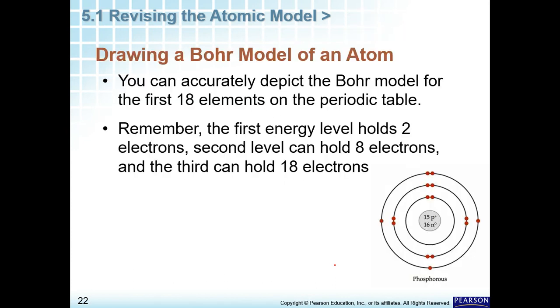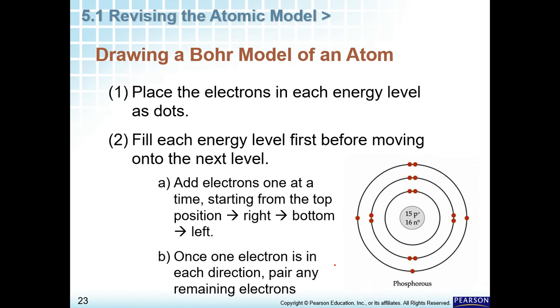So in today's homework, we're going to learn how to draw a Bohr model of an atom. We can actually accurately depict the Bohr model for the first 18 elements on the periodic table. Now remember, the first energy level can only hold 2 electrons, the second can hold 8, and the third can hold 18, and so on. So here are the steps to do this. First, you want to place electrons in each energy level as a dot. Second, you want to fill each energy level first before moving on to the next.